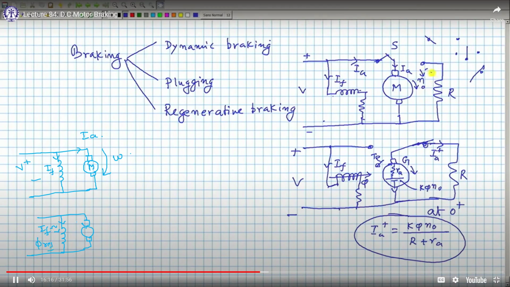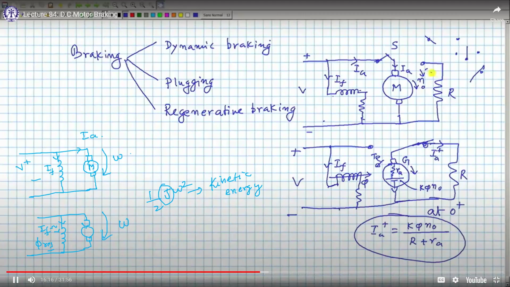Now what about this omega? Because it is rotating in one particular direction, it has some kinetic energy, half J omega square. Depending on how much your inertia J is, if it is a very big motor, it can take even seconds for this motor to stop rotating, right?